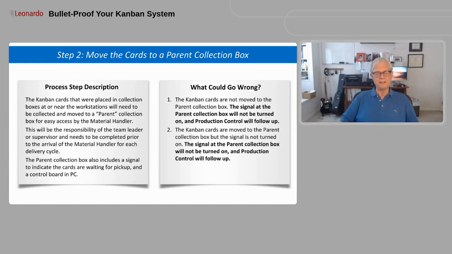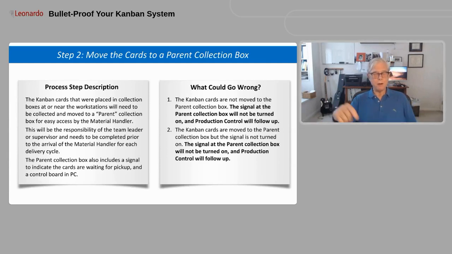So what could go wrong? Number one, the Kanban cards are not moved to the parent collection box. The team leader or the supervisor drops the ball and the cards don't make it to the collection box. All right, so how can we avoid that? Well, there's going to be a signal at the collection box, the parent box on the aisle, that's either on or off. When it's off, it means the cards are not there, right? The cards are not there waiting. That's what off means. When you turn the switch on, it means that maybe even a light goes on there. It means the cards are there waiting to be picked up.